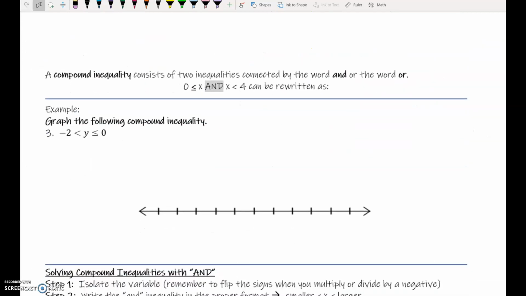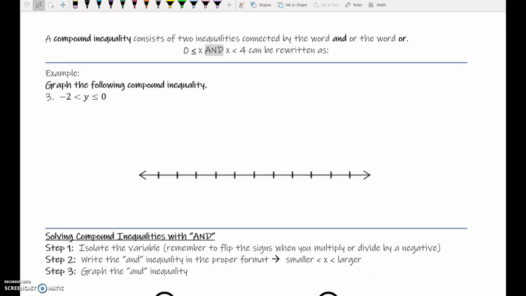A compound inequality consists of two inequalities connected by the word and or the word or. And inequalities actually mean this: 0 is less than or equal to x, and x is less than 4. So this means that x needs to be bigger than 0, so 0, 1, 2, 3, but then x has to be smaller than 4, so we're only using numbers up to 4. We like to write that as 0 is less than or equal to x is less than 4.